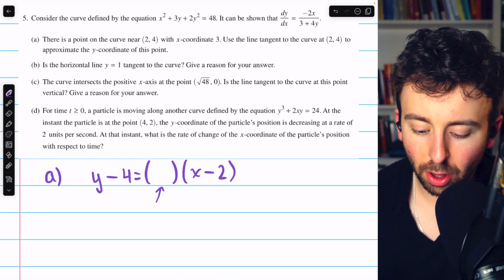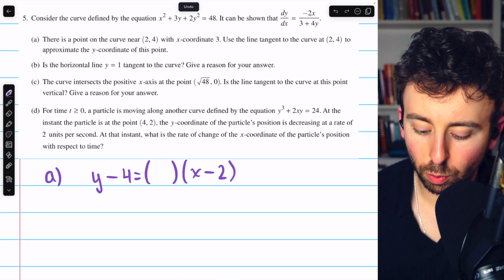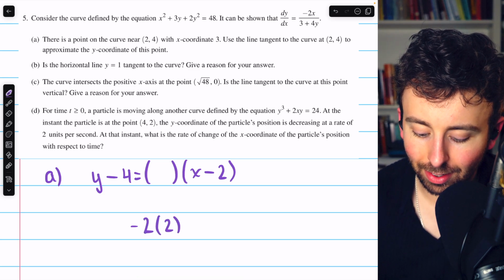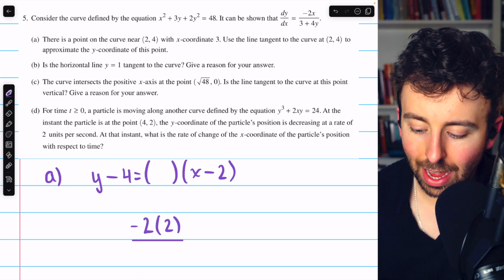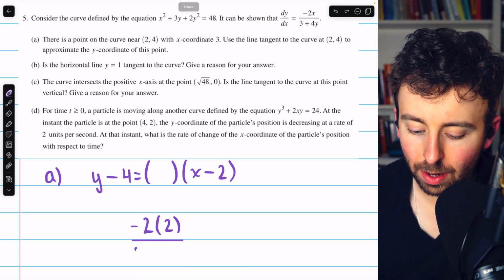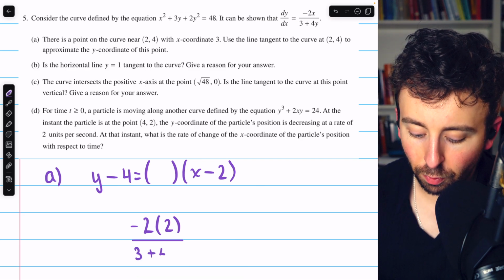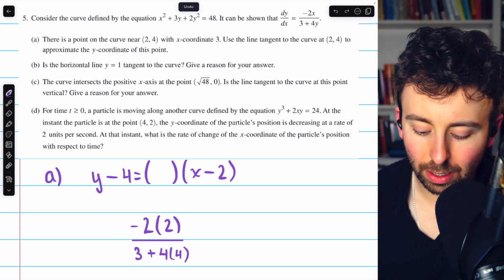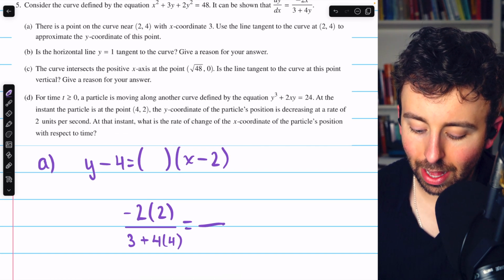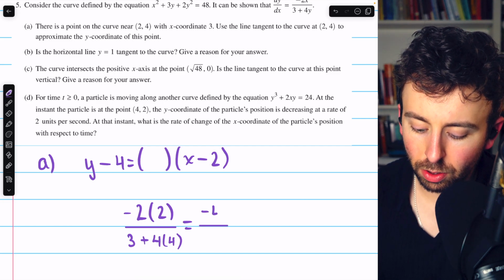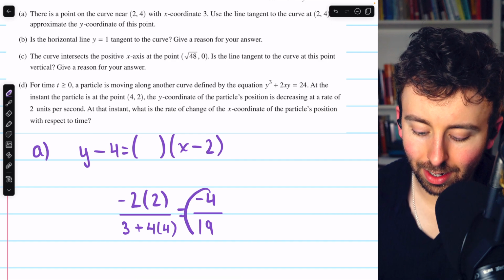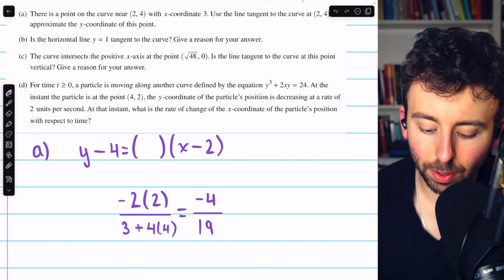All right, now for the slope, we will plug (2, 4) into the derivative. So that's going to be negative 2 times x, which is 2, divided by 3 plus 4y. So 3 plus 4 times y, and at x equals 2, we have that y equals 4. So then just doing the evaluation here, negative 2 times 2 is negative 4, and 3 plus 4 times 4 is 19. So that is our slope. Let's go ahead and plug that in, negative 4 over 19.